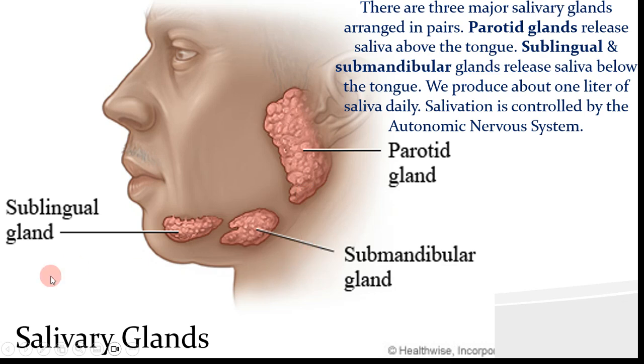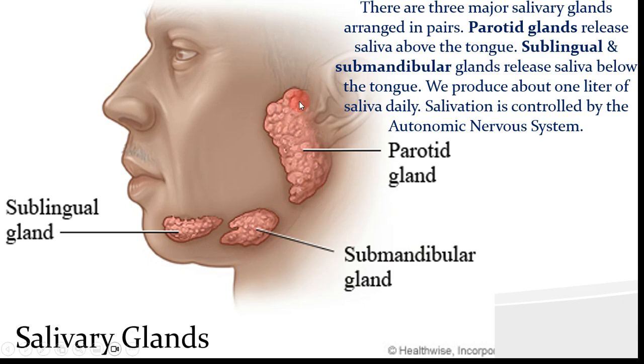The sublingual means below the tongue, and submandibular means below the jaw. Okay? They release saliva below the tongue. We produce about 1 liter of saliva daily. Wow, that's a lot. Saliva is controlled by our autonomic nervous system.